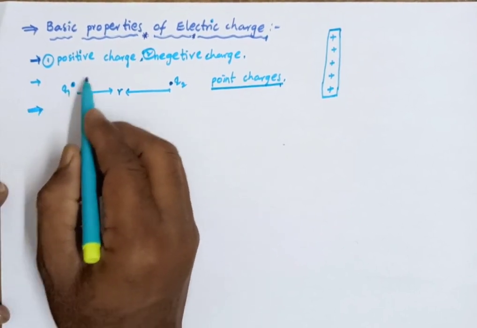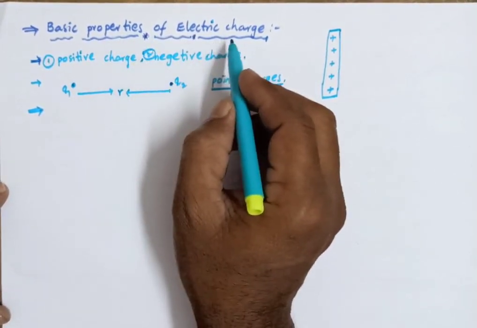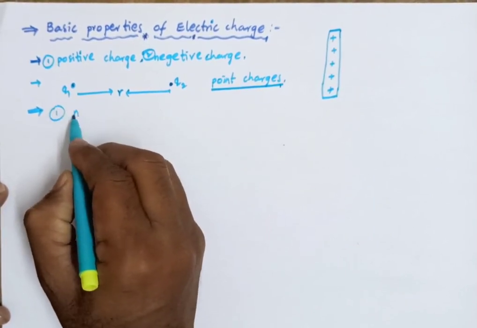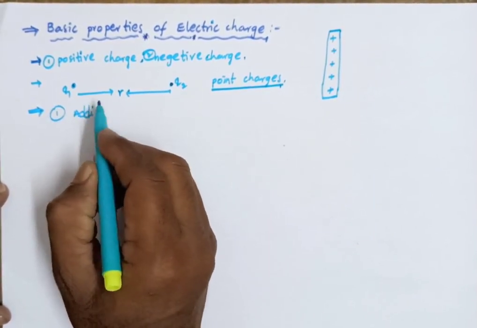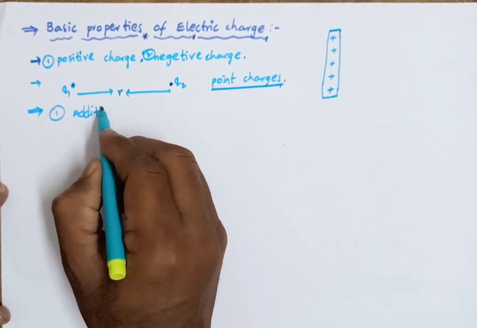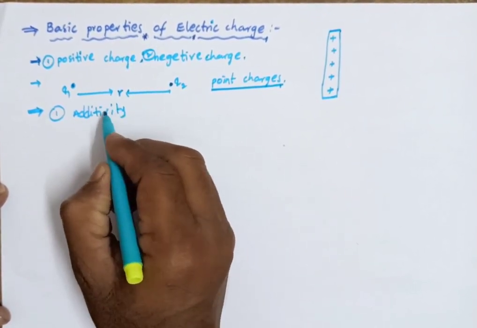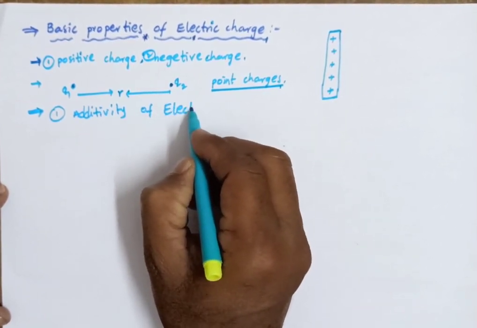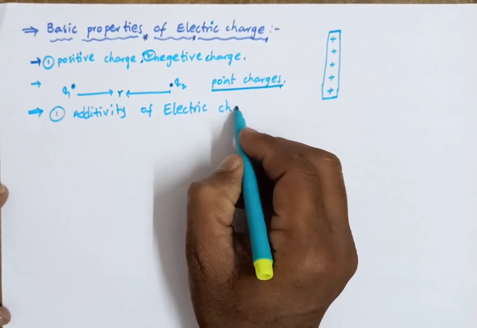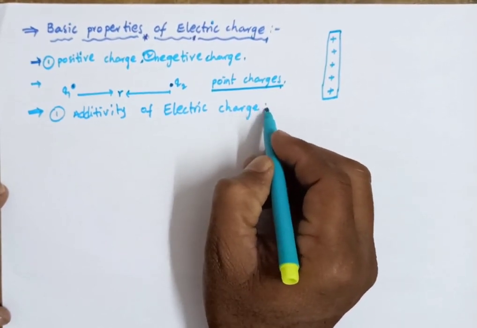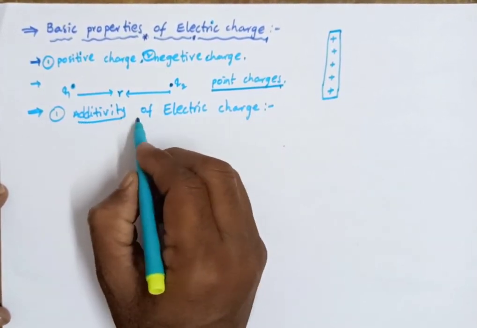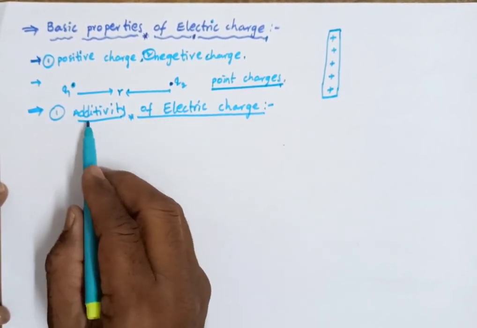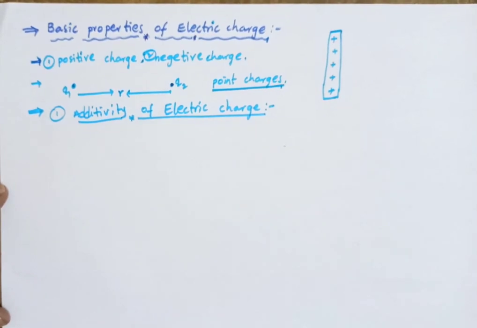According to the basic properties of electric charge, here we are discussing additivity of electric charge. This is one of the basic properties of electric charge. So, additivity of electric charge.